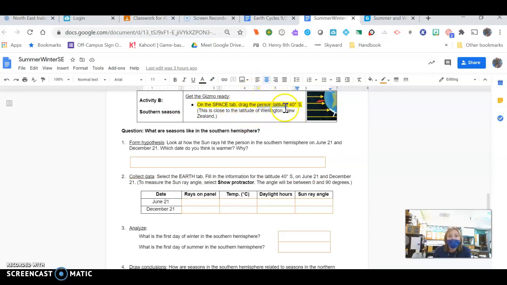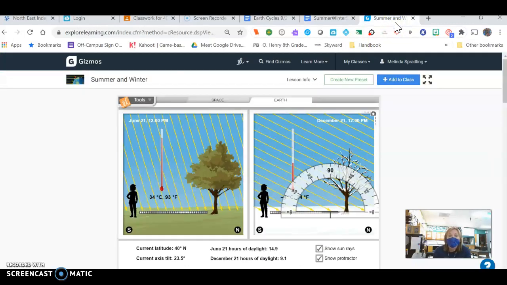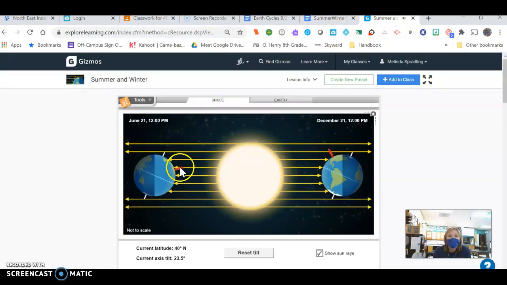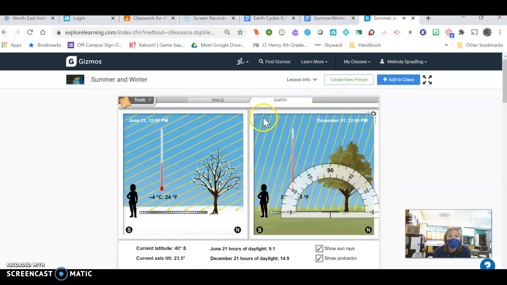So it has you change the person's latitude to 40 degrees south. That means you've got to come back over to the space tab, and now instead of being in the north, you've got to be 40 degrees to the south, and make sure you've reset that tilt. You need to make sure your tilt's at 23.5. Again, you will go through and do all the same things for part B.